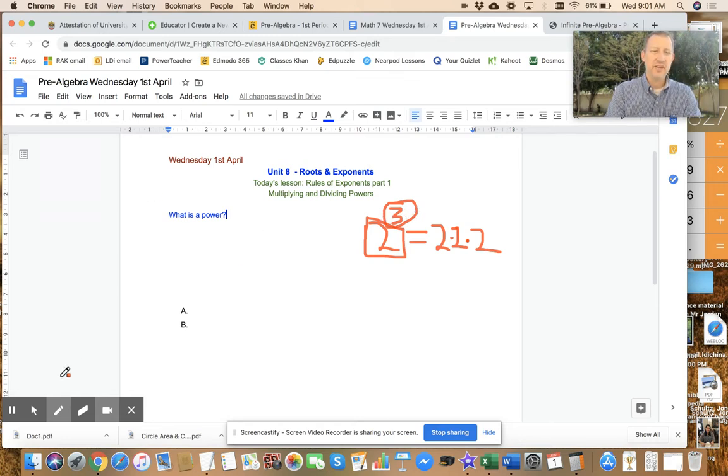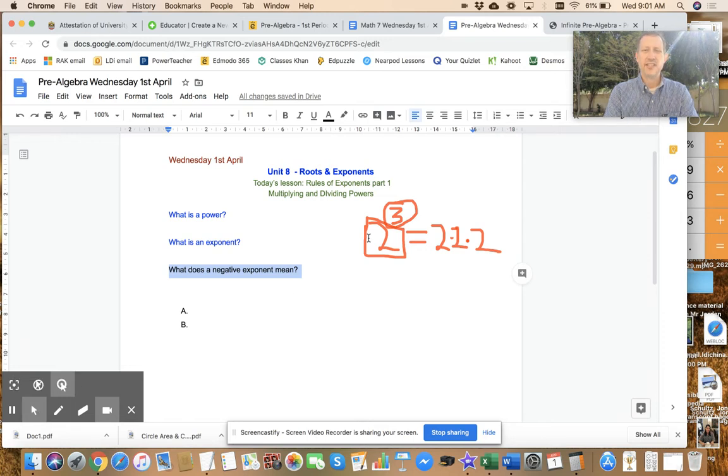All right, so I think we kind of answered this question too. What is an exponent? An exponent, in this example, would be your 3. An exponent tells you how many times you multiply. What are you multiplying? You're multiplying the base. So what does a negative exponent mean? Well, if this says I'm multiplying the base 3 times, a negative exponent means you're dividing the base that many number of times. You're dividing the number in front of it.